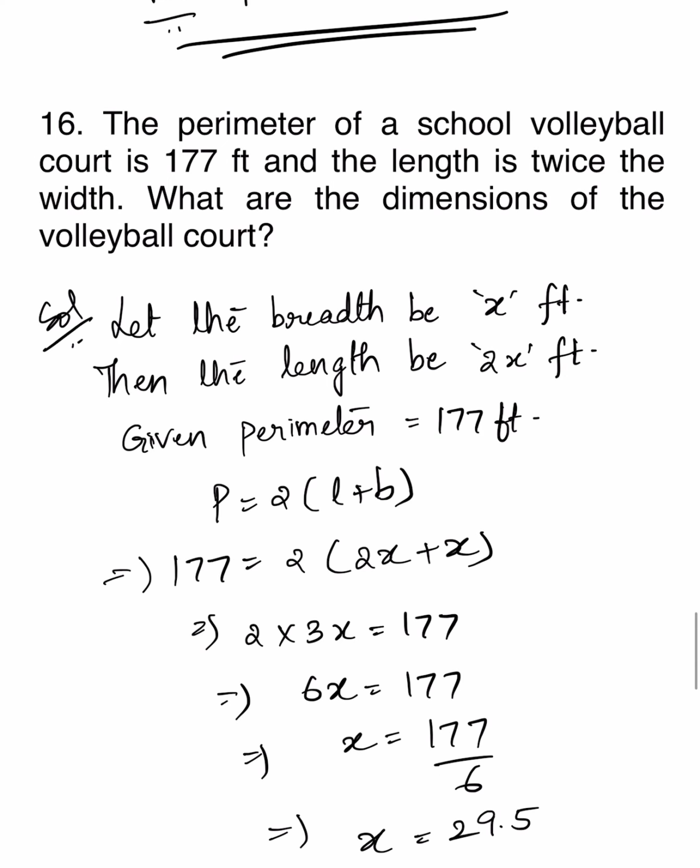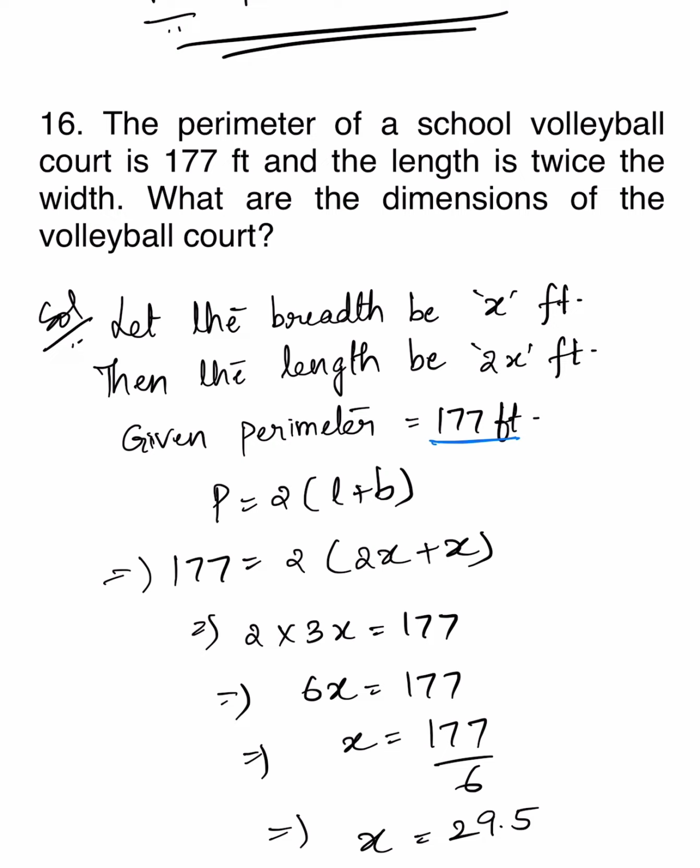The perimeter of a school volleyball court is 177 feet and the length is twice the width. What are the dimensions of the volleyball court? It's given: perimeter is 177 feet. Let us assume that the breadth is x feet. Then the length will be 2x, because the length is twice the width.